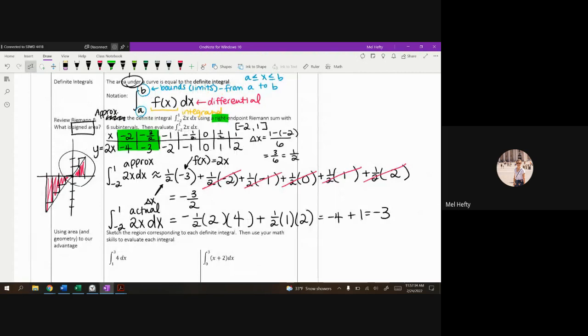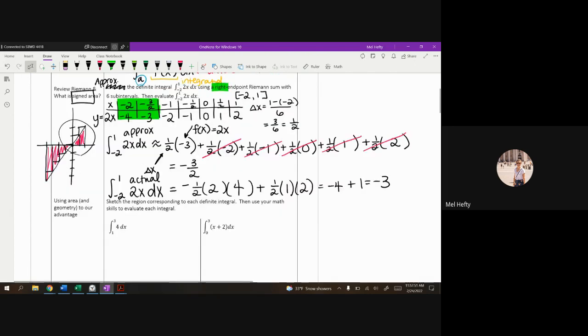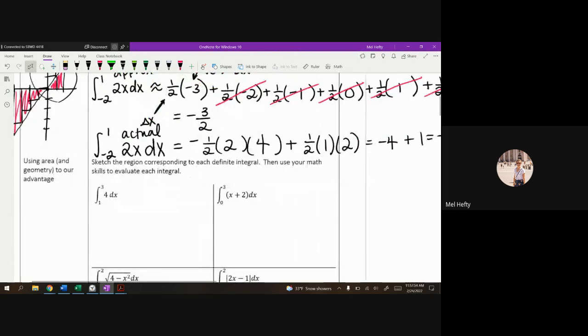Yeah, so we could make it better by doing smaller rectangles, definitely. But why do that when we can actually evaluate it? So we're going to take a hot second to draw some pictures. Then we're going to get some properties and combine all of it. So let's see what we know about graphs.